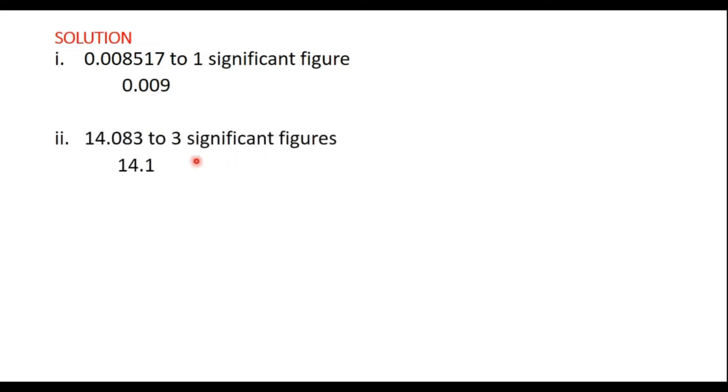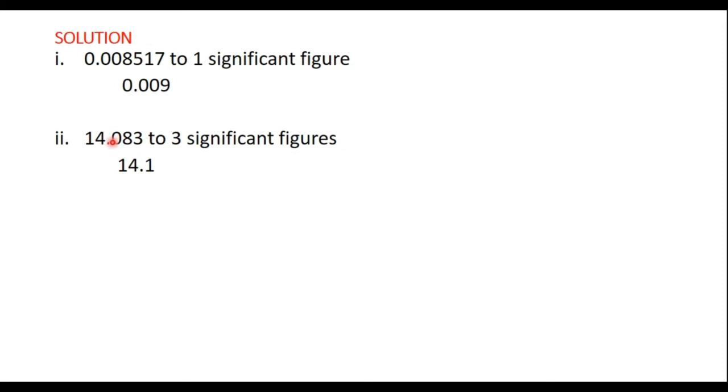Let's take the next question. You are supposed to correct 14.083 to 3 significant figures. So look for the third significant figure. Now, we are moving from left to right. The first value we encounter is 1. So that will be our first significant figure. Remember, we said the first significant figure is the first non-zero number that you meet when you are counting from left to right. So here, 1 will be our first significant figure. 4 will be our second significant figure. So our third significant figure will become 0.